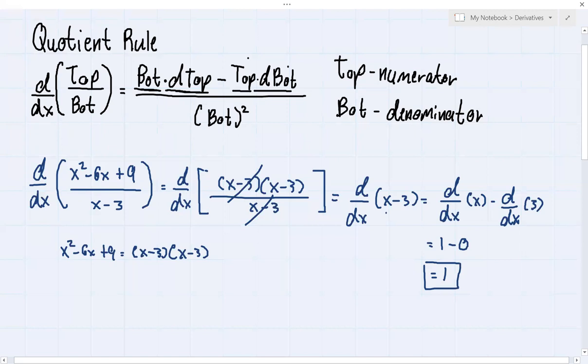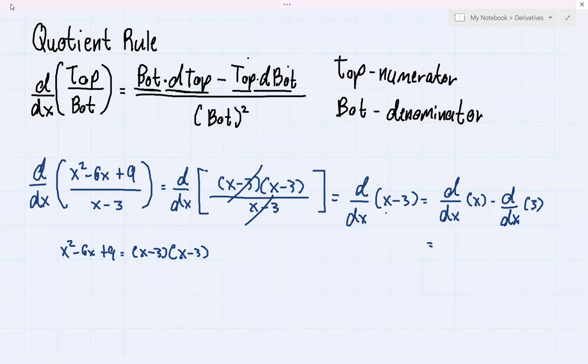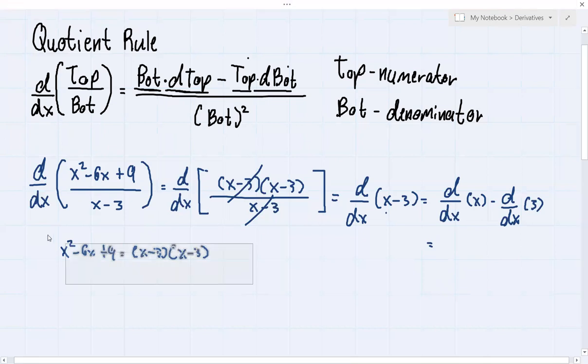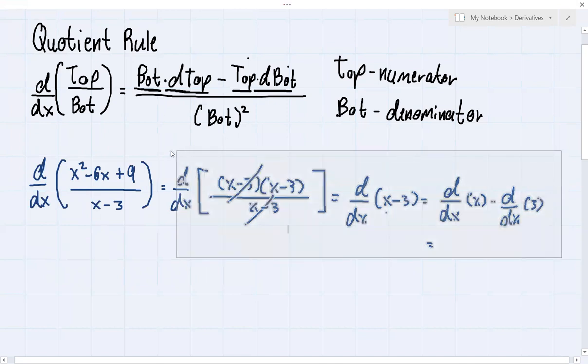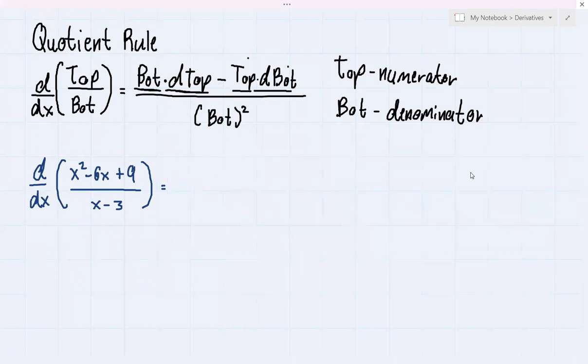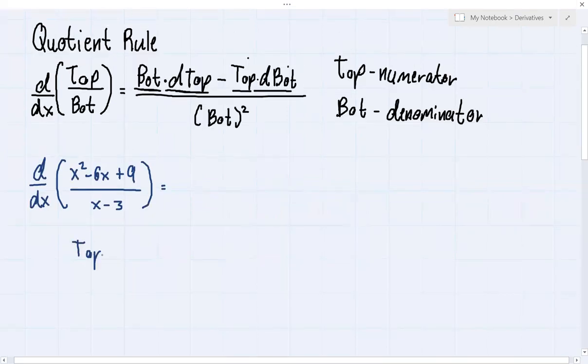It's easy. But what if you wanted to use quotient rule? Sure, why not? There's no problem. Okay. So let me erase this one. Let's prove that they have the same answer. So in here, the answer here is 1, obviously. Okay. So now let's try quotient rule naman tayo. So si top, we have x squared minus 6x plus 9. Tapos sa bottom, we have x minus 3.